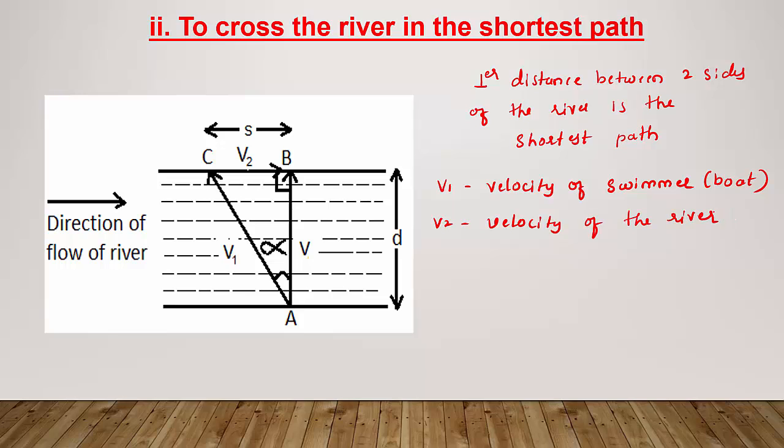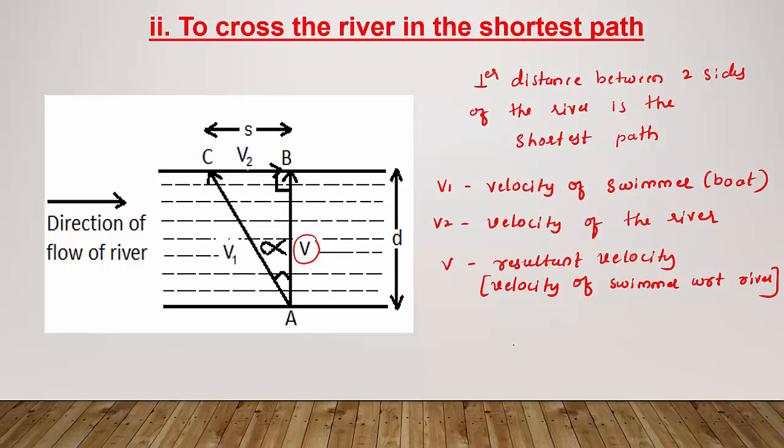Velocity of the river is V2 and velocity of the swimmer is V. Here, observe this diagram. So the resultant velocity is what? V1. So we can take V1 as the resultant velocity. Resultant velocity means velocity of a swimmer with respect to river. Resultant velocity means relative velocity, that is velocity of swimmer with respect to river.